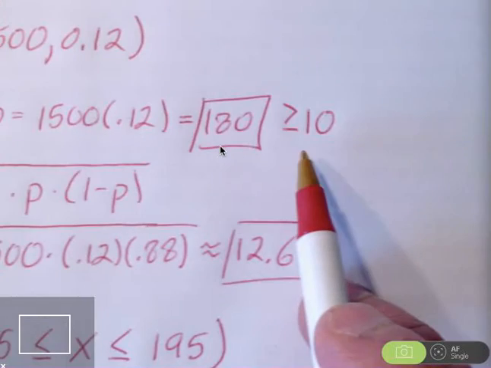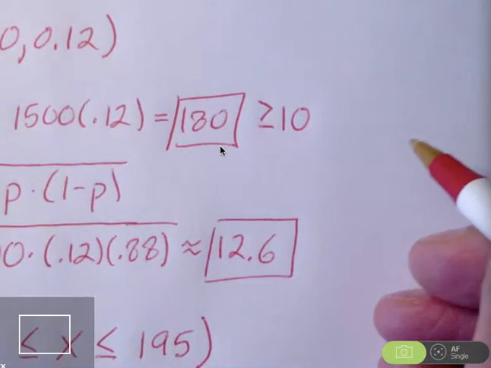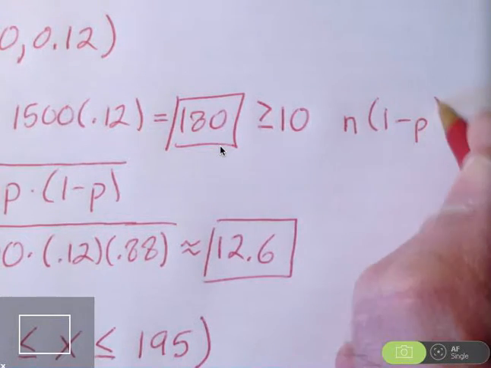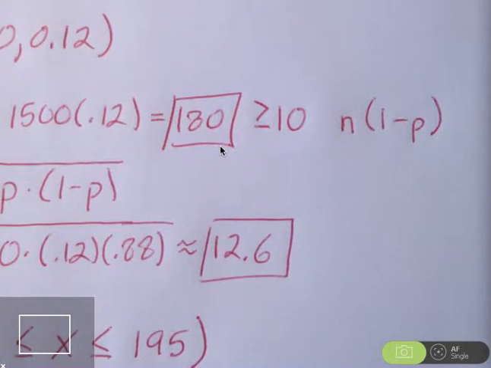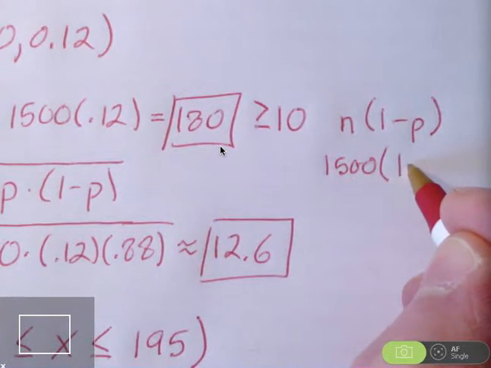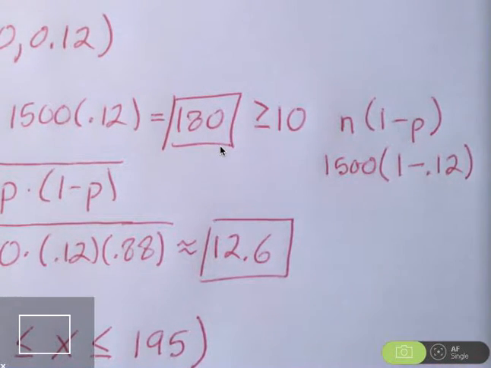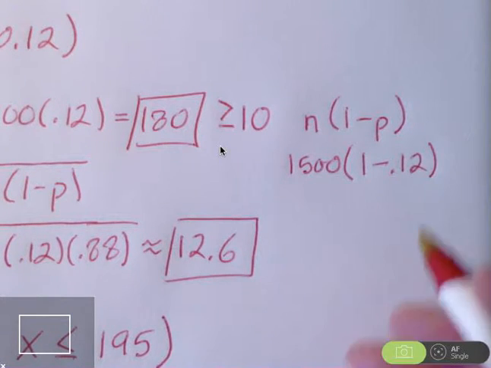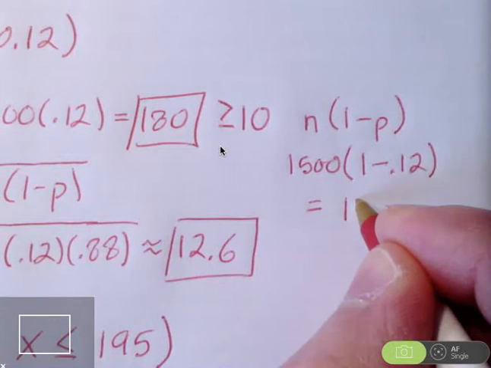The other thing that you want to check is n times 1 minus p. So n times 1 minus p is the count of failures. So we have 1,500 times 1 minus 0.12. We're looking to see if that is also greater than or equal to 10. So that's just 1,500 times 0.88. This is the number of failures that we would expect, and that's 1,320.